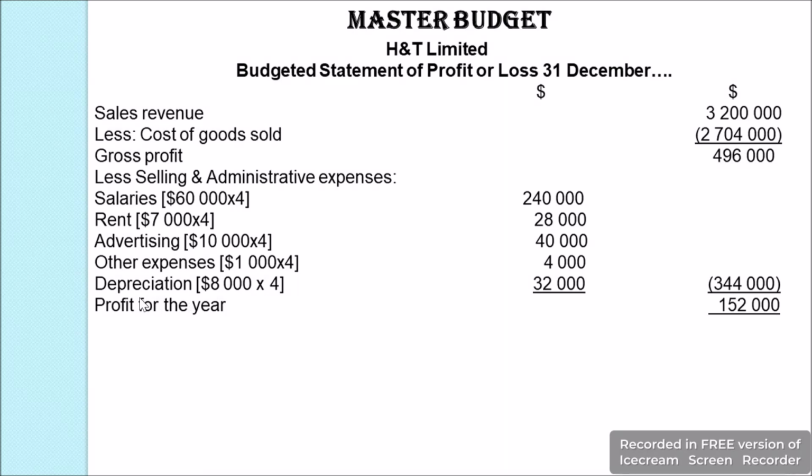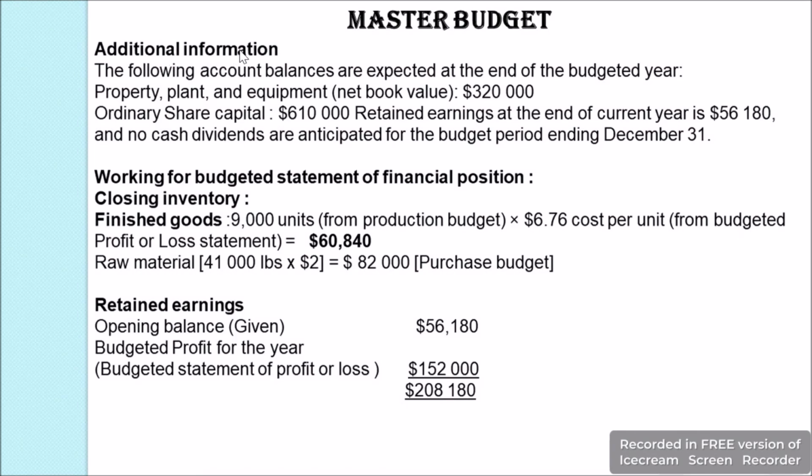Then depreciation, it was $8,000 for one quarter, and for the year it will be 8,000 times 4, which will be $32,000. So when we add all the selling and administrative expenses, we get the total as $344,000. So when we subtract this from the gross profit of $496,000, we get the profit for the year as $152,000.